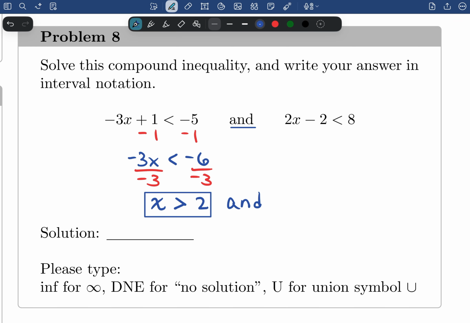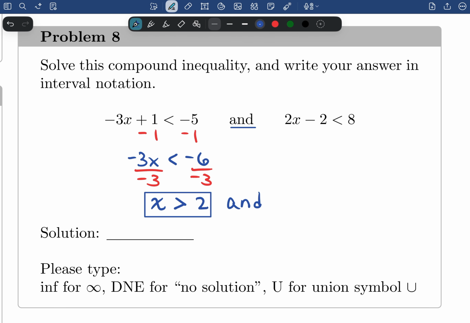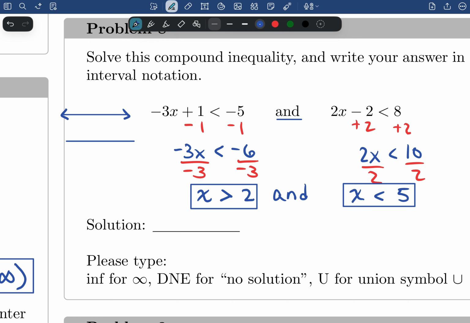Now moving on to this inequality, solving it for x, I'm going to add 2 first. Rewriting this, I get 2x is less than 8 plus 2, which is 10. I now divide by 2, and I find out x is less than 5. Great. I challenge you to write these two inequalities graphically stacked on top of each other.